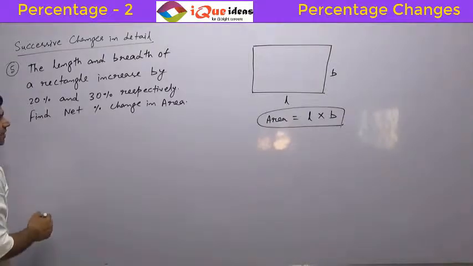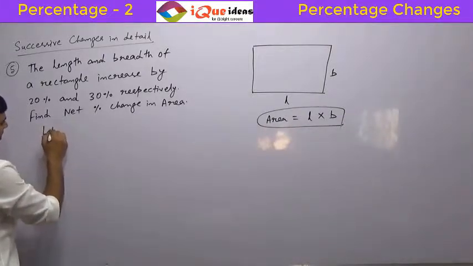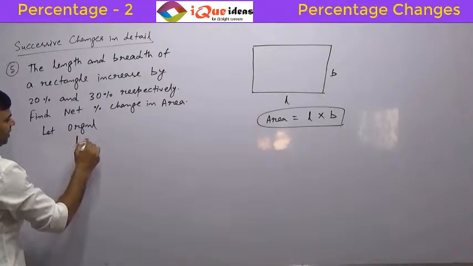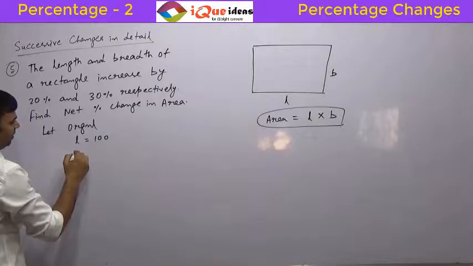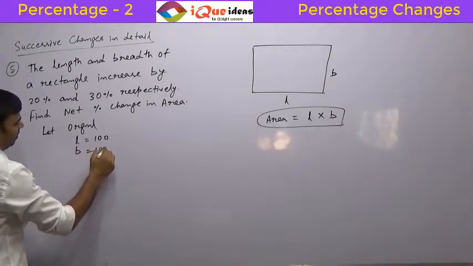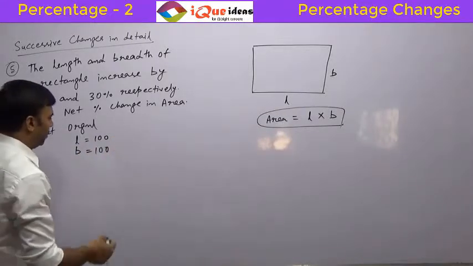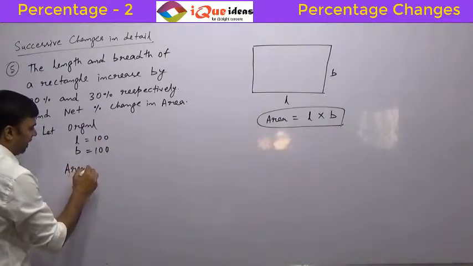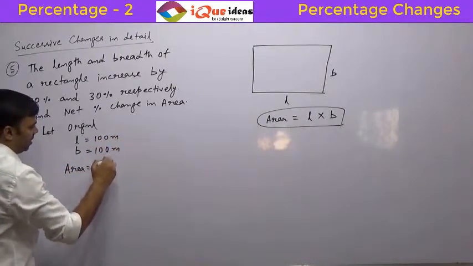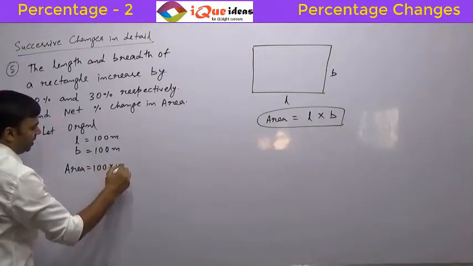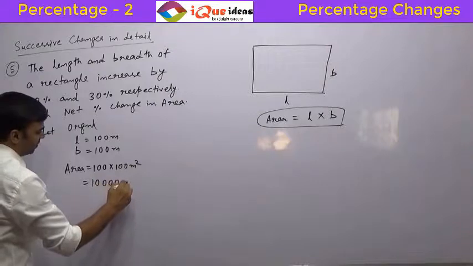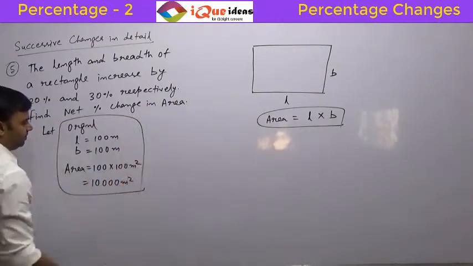First, the numerical process. Let us assume that in the original situation, length is equal to 100, breadth is also equal to 100. Doesn't matter because a square is also a rectangle only. So you can assume any value. So the original area will be, let's say it is 100 meter, 100 meter. So it is 100 into 100 meter square. That is 10,000 meters square.